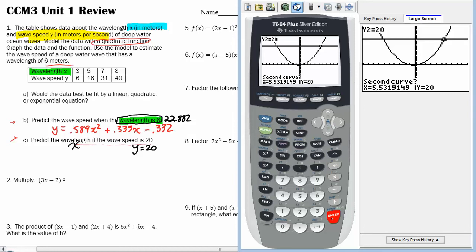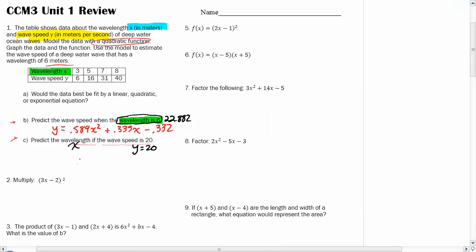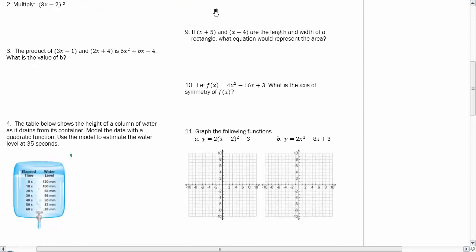Okay, hit enter one time, it'll say second curve. Hit enter again, it'll say guess. Hit enter again, and so it told us that the intersection is at 5.59 or around 5.6. Okay, so x equals 5.6 roughly when the wave speed is 20. Okay, so that's that first one.